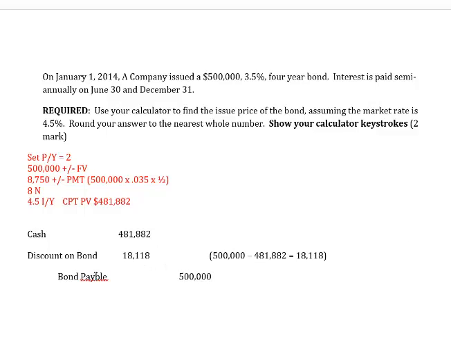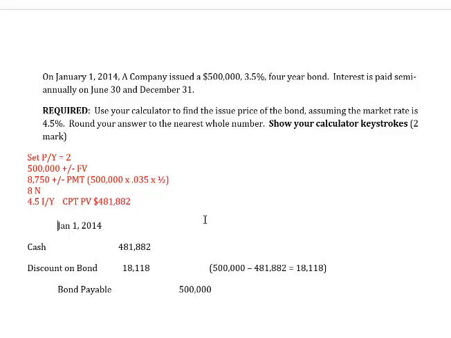Okay, so this concludes our short video on how to use your calculator to find the present value of a bond. We've just added this piece here that shows you how to make the entry as well at the issue date. And this entry again would be at January 1st, 2014 if you chose to make it just for practice.